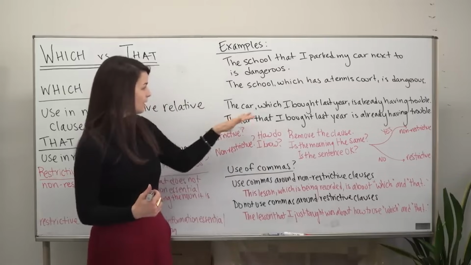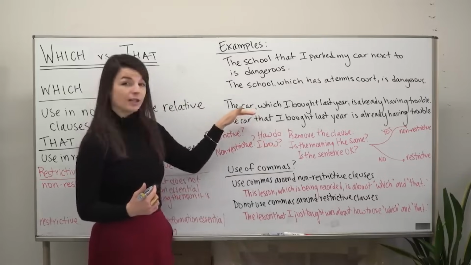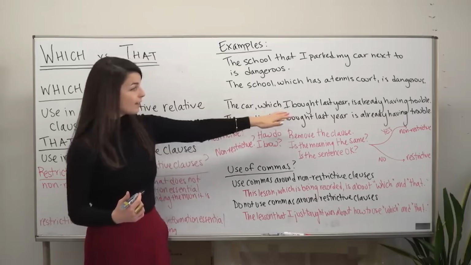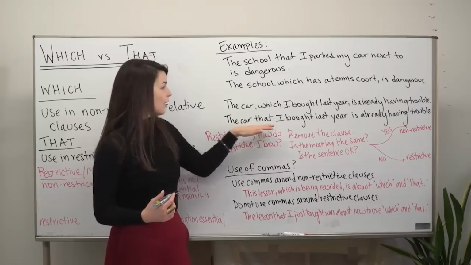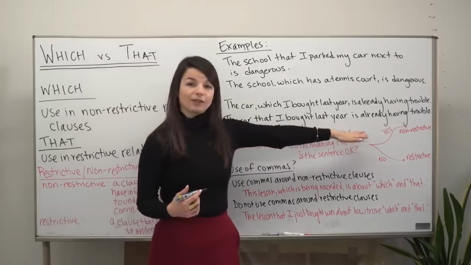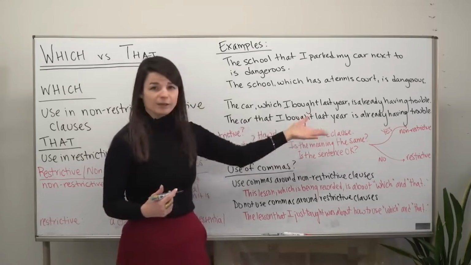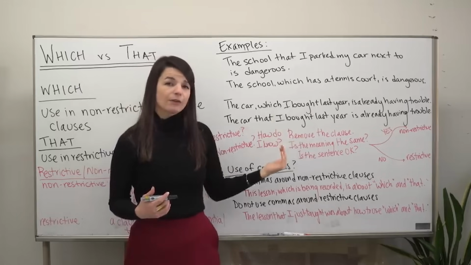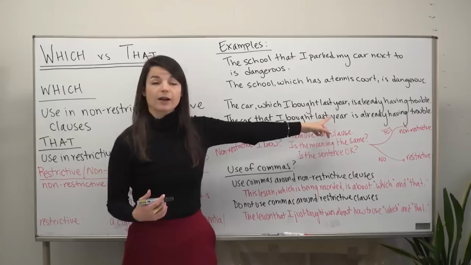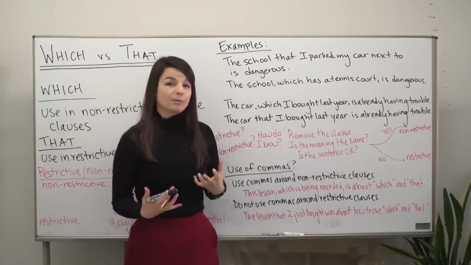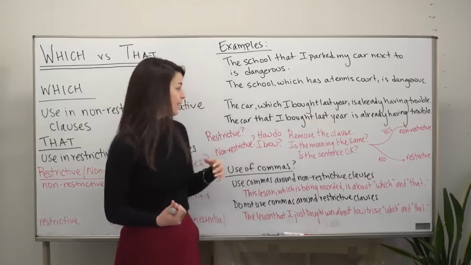Okay. Let's look at the next two sentences. First, the car, which I bought last year, is already having trouble. And the car that I bought last year is already having trouble. These are very similar sounding sentences. However, our choice of which or that, as well as the commas, which I'll talk about later, have changed the meaning. So there are a couple key differences here.